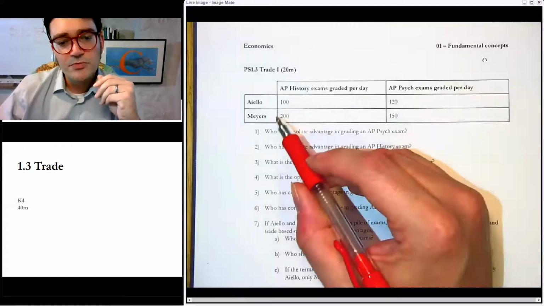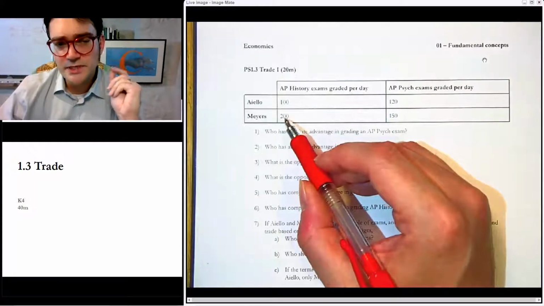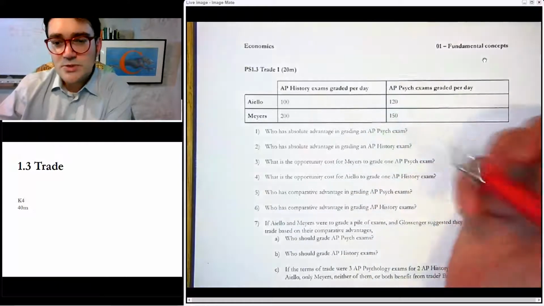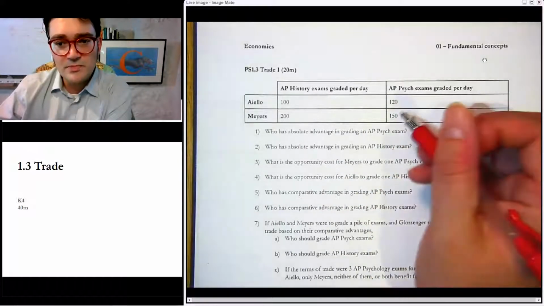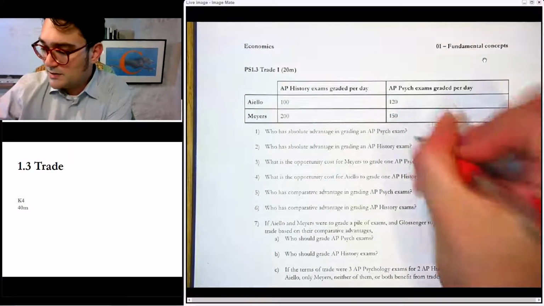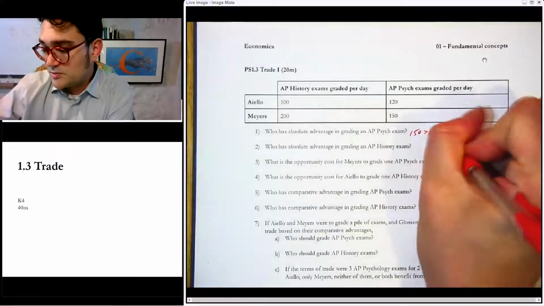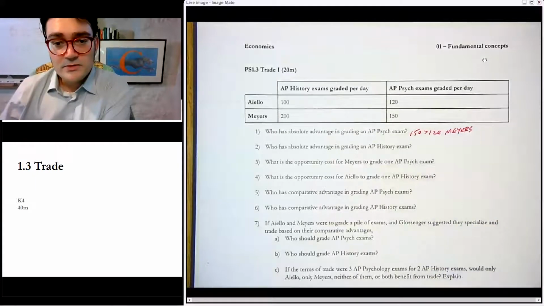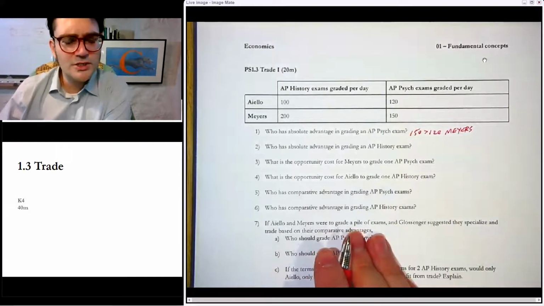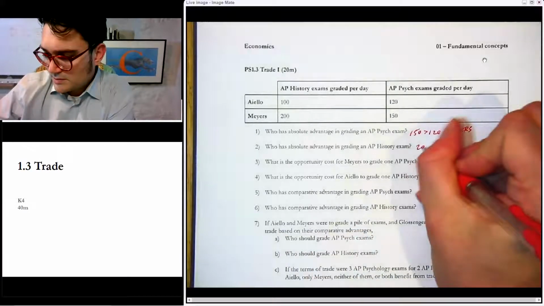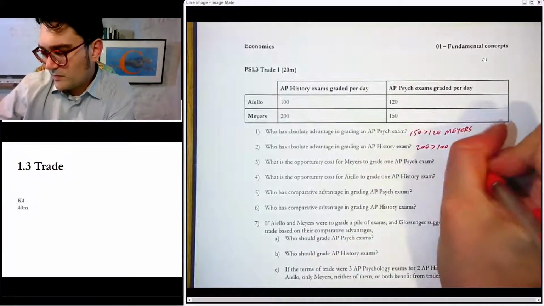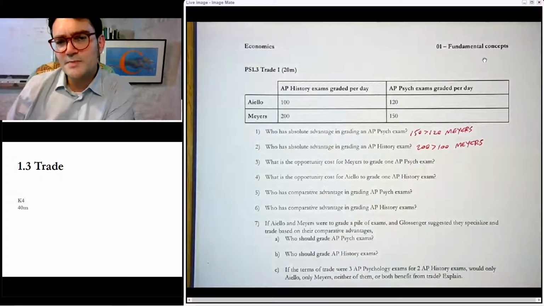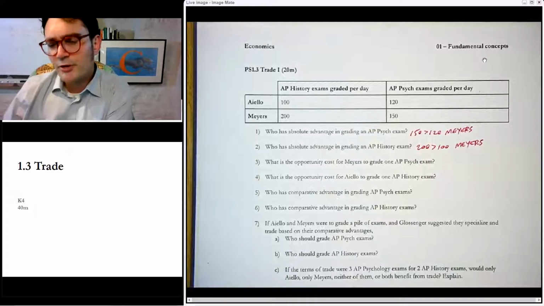With Myers, he's much faster. He could do 200 history exams and 150 psych exams. So who has absolute advantage in a psych exam? Well, 150 is bigger than 120, so we would say Myers. Then we look at it and ask, who has absolute advantage in history? Well, 200 is bigger than 100, so we'd say Myers does as well. That doesn't necessarily mean that Myers should do it all by himself, right? Again, we're going to look at comparative advantage.